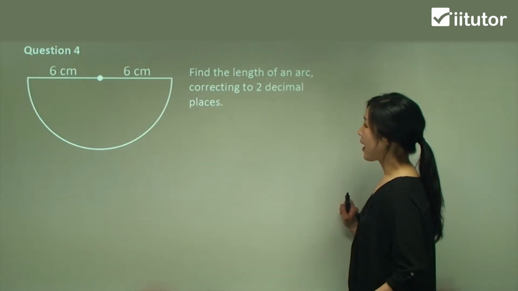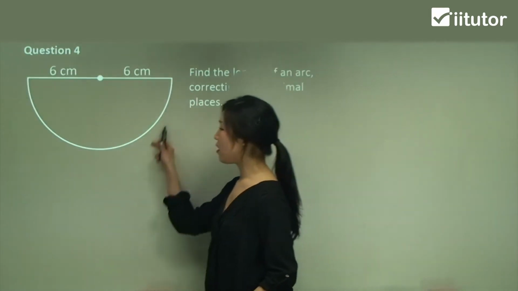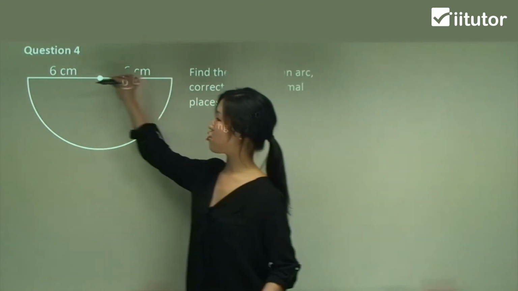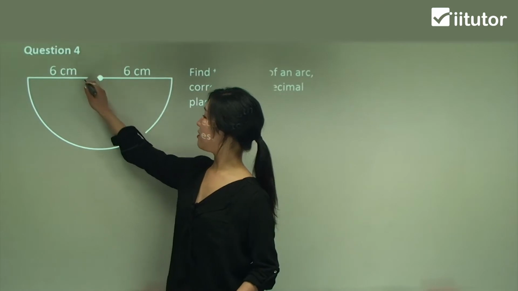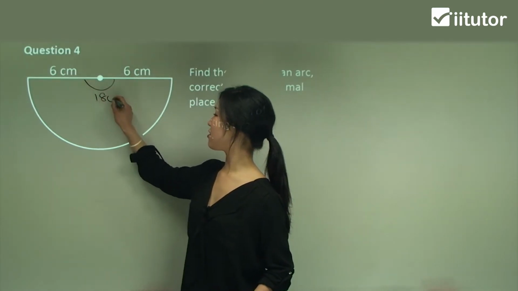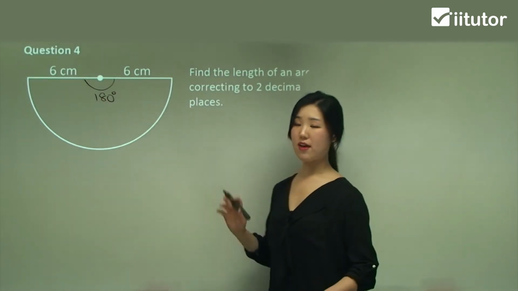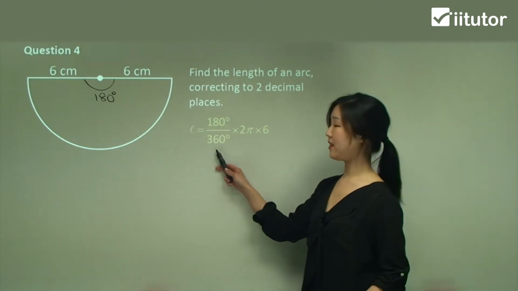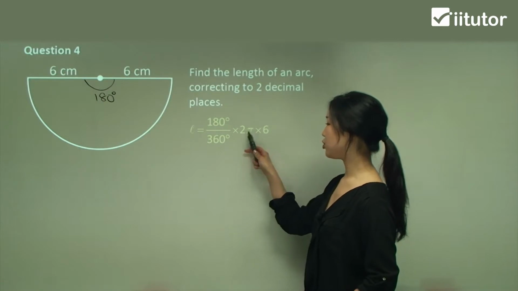Question 4, okay, find the length of an arc again, so this whole length is what we're going to be looking at. Now you can see that this is a straight line, so the angle sum of a straight line is 180 degrees, isn't it? So that's the proportion. So we need 180 divided by 360, and we multiply it by 2 pi r.